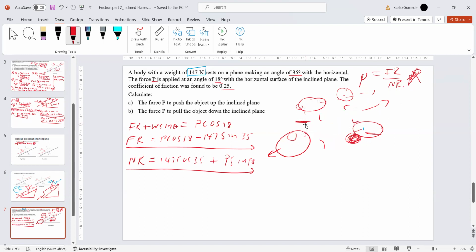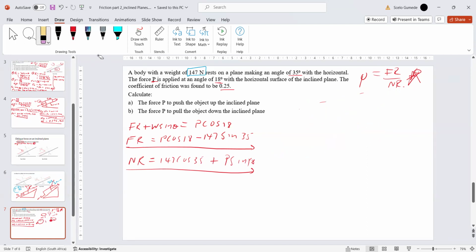Right, with these equations done, can I just remove this so that I can have space? I'm gonna remove this and erase the other stuff so that we can use that space to calculate. I don't want to go to a new page. Right, now we said the coefficient of friction is equal to frictional force over normal reaction. It's all about substitution and simplification.